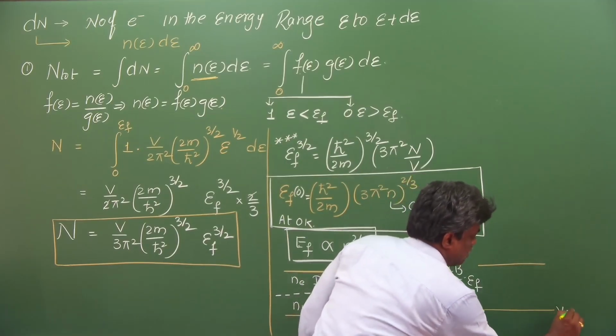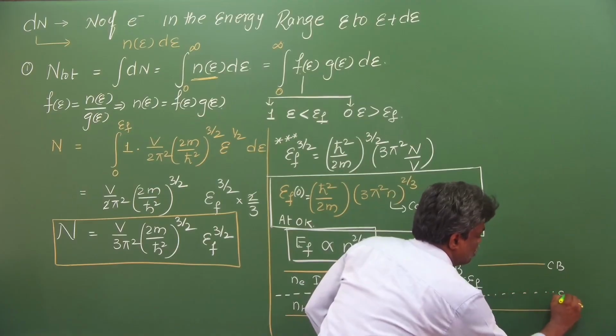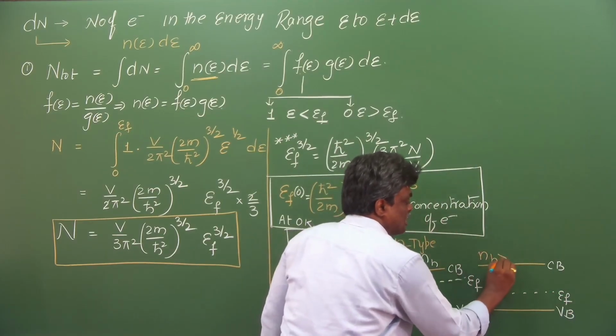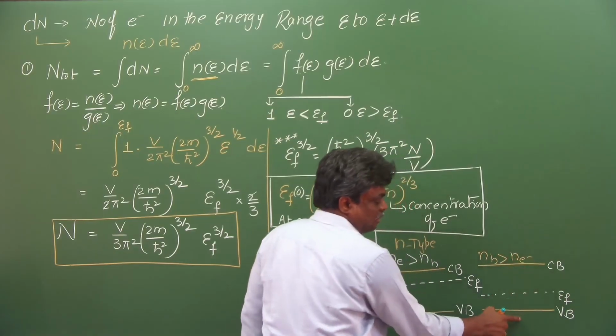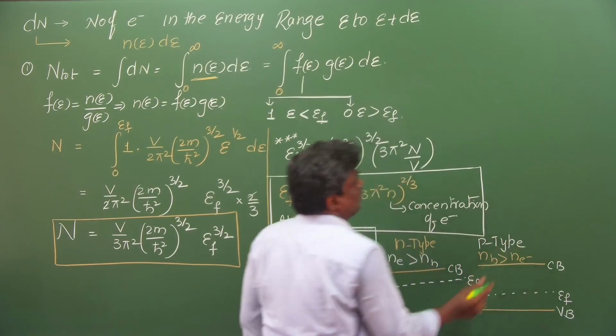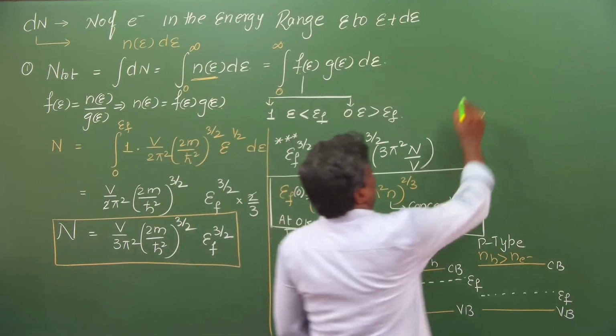Similarly, if you take the valence band and the conduction band, and the Fermi level is close to the valence band, here the number of holes is greater than the number of electrons. That's why this is which type? P type. But whenever you combine P type and N type material, what will happen?